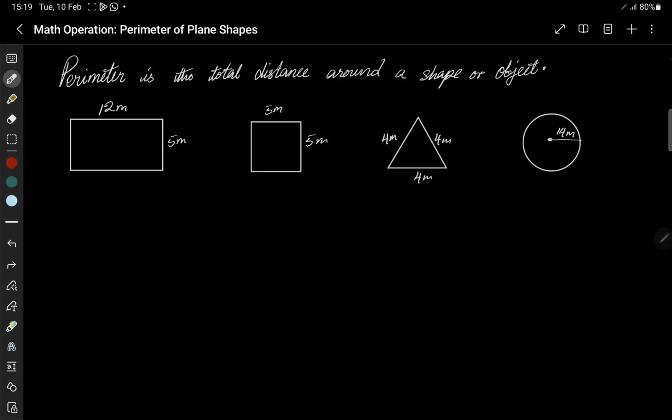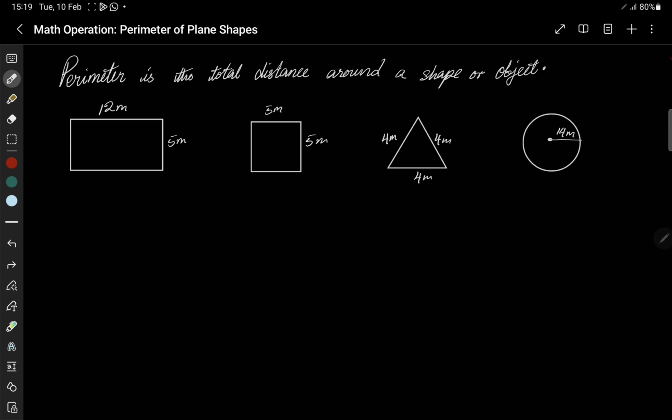So today we'll be looking at the perimeter of plane shapes, and when we talk about plane shapes, we are talking about two-dimensional shapes, flat shapes, shapes such as rectangle, square, triangles, circles, etc. Those are plane shapes. Now we will be looking at their perimeter. How do you calculate the perimeter of these shapes?